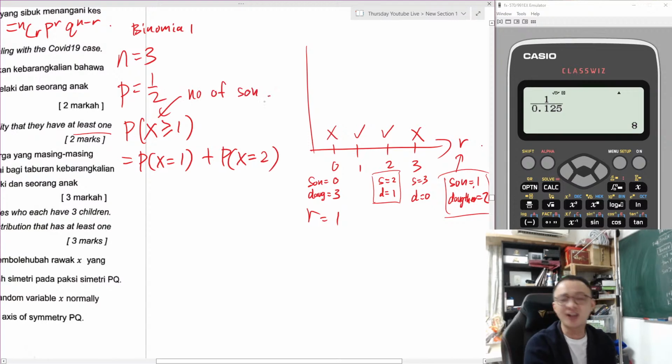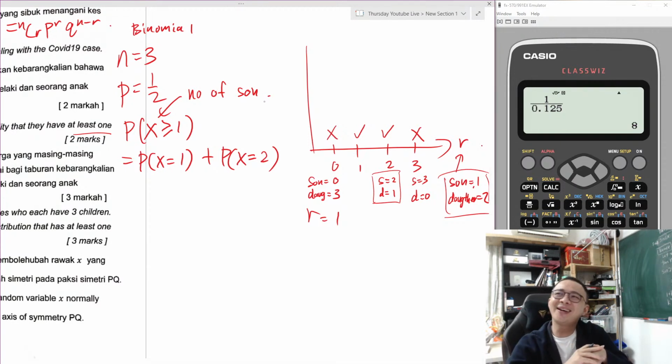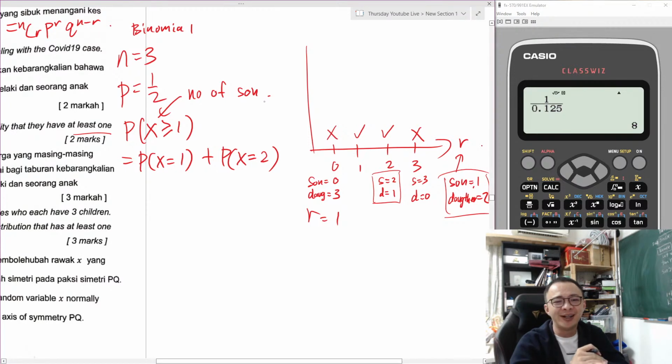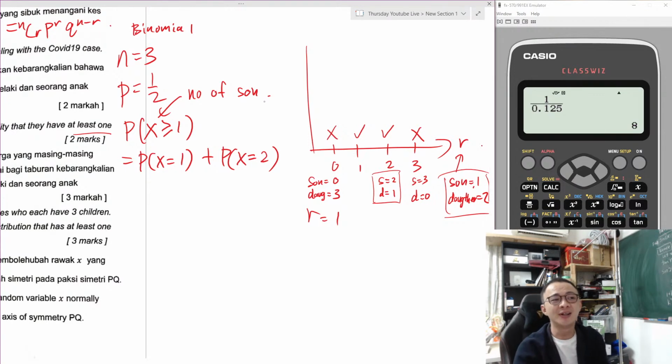Because this one is very tricky, they need at least 1 son and at least 1 daughter. Some students might struggle: should I put x as a son or daughter or son and daughter? Yeah, this is something very tricky. So when you do that, you must be very careful and think deeper for these 2 mark questions. But I hope my explanation makes sense to you. If it doesn't make sense, then you can let me know.